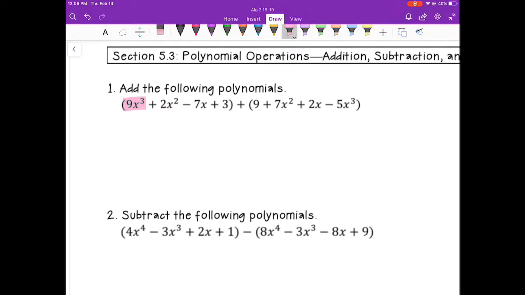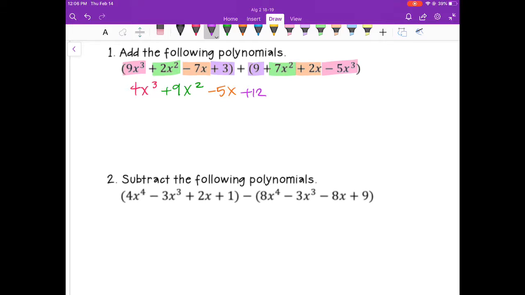So 9x cubed would combine with the negative 5x cubed. 9 plus a negative 5 is 4, x to the third. 2x squared plus 7x squared, 9x squared, negative 7x plus 2x minus 5x, and lastly, plus 3 plus 9 would give us plus 12 at the end. It's as easy as that.